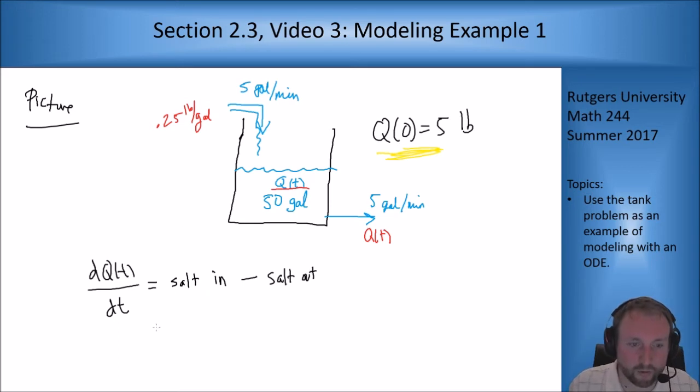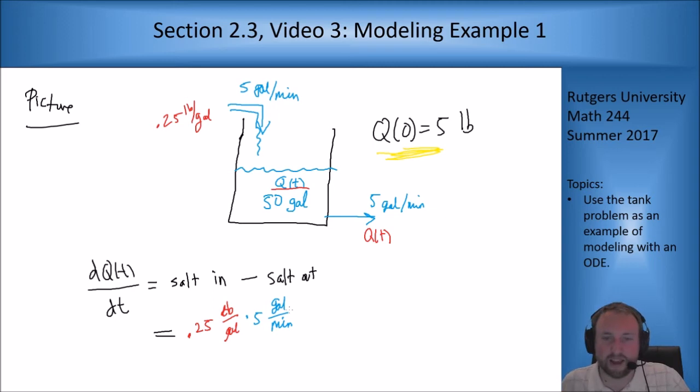So what is the rate of salt flow into the tank? Well, if we look at our in pipe, we know salt flows in 0.25 pounds per gallon times 5 gallons per minute, which will give us the rate at which salt enters the tank in terms of pounds per minute. Right? You cancel the gallons, you get pounds per minute, and that's an okay unit to work with.